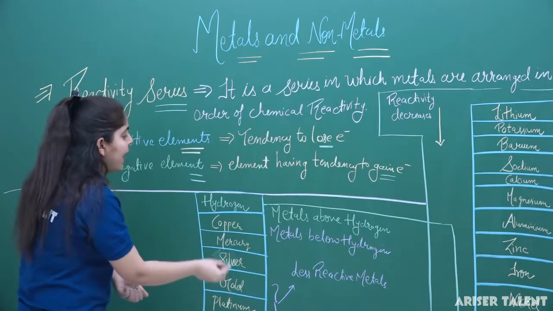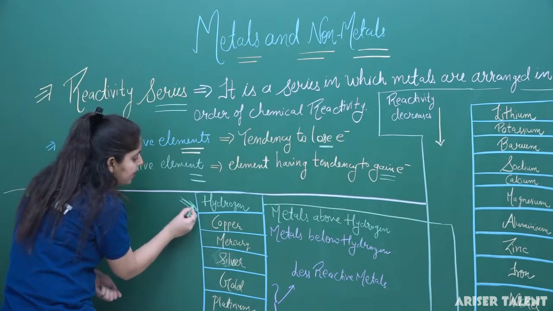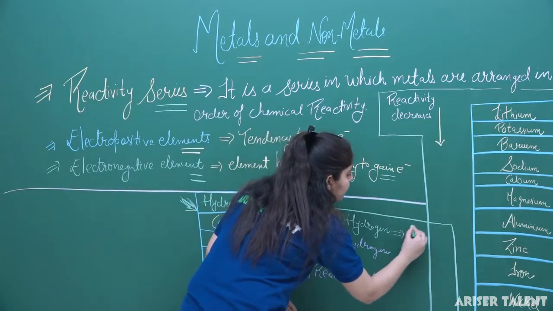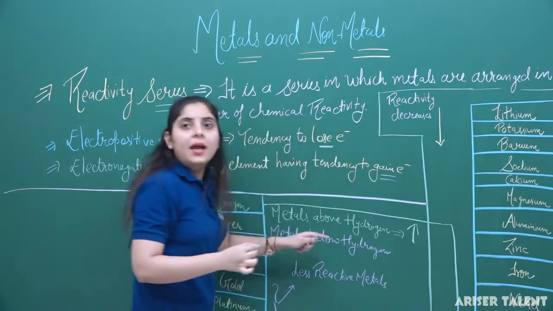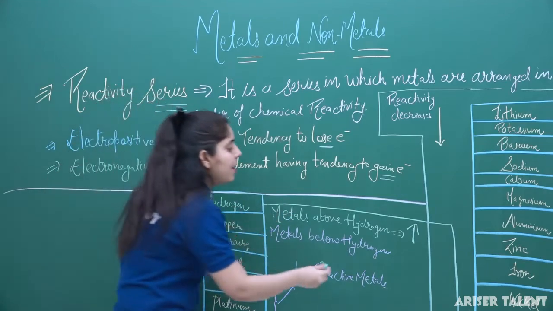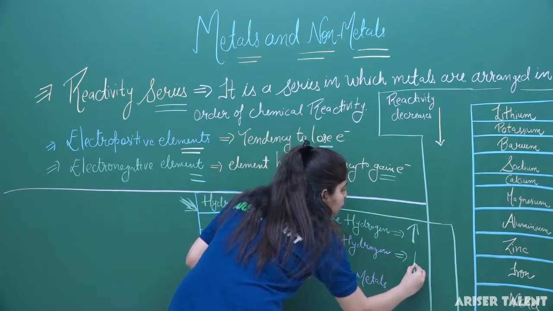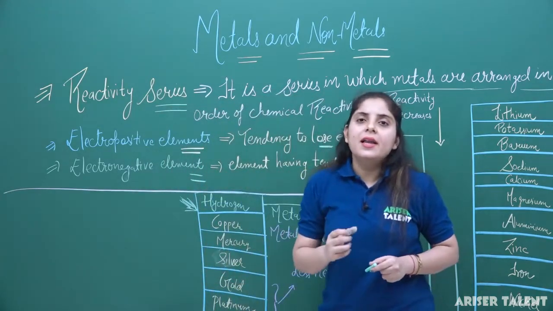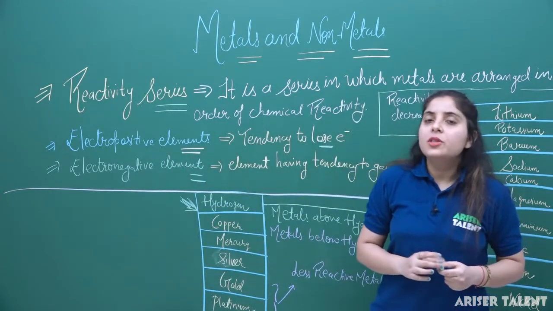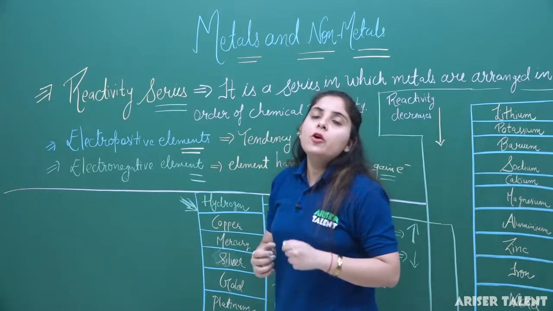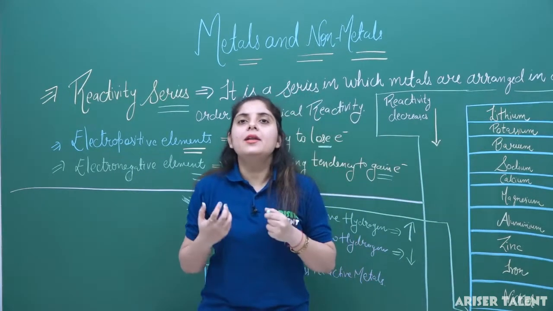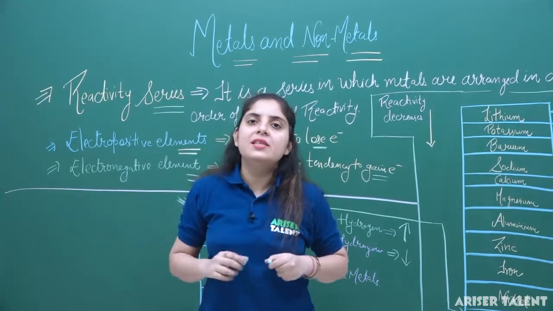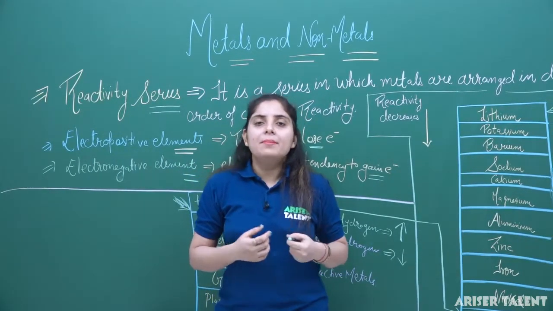So if hydrogen is considered as a standard, we can say that metals above hydrogen are more reactive and metals below hydrogen are less reactive. So hydrogen is chosen as the standard element for the comparison. Now the point is, in spite of hydrogen being neither a metal nor a non-metal, why is hydrogen included in the reactivity series, as hydrogen is not a metal?